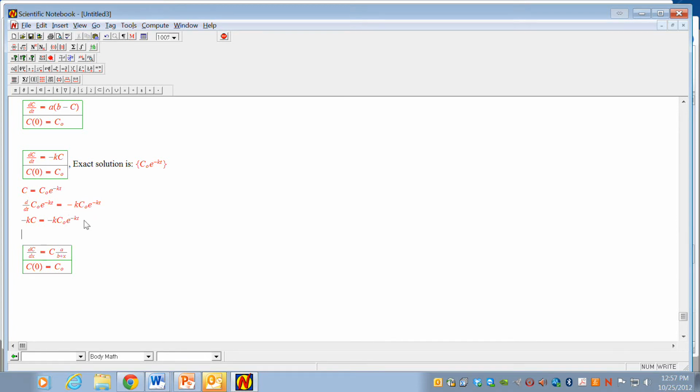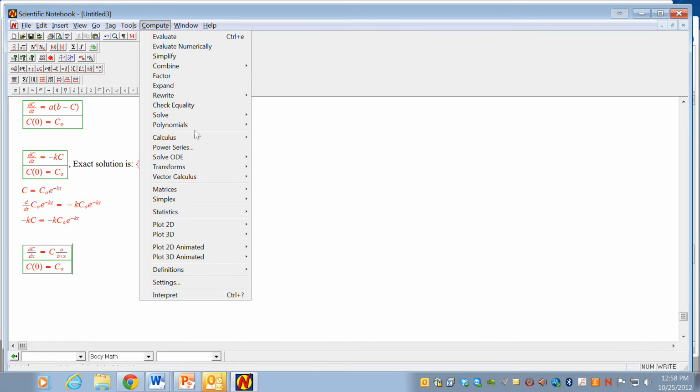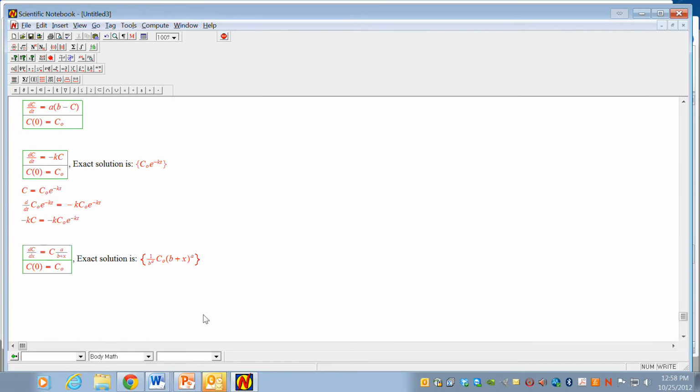Okay, so here's the verification. We take the derivative and it equals the right hand side. So we're good. And now for this problem, it turns out, is a good bit more complicated, but Scientific Notebook can do it, and we follow the same procedure. We just allow it to use the solve ODE, and here's the result.